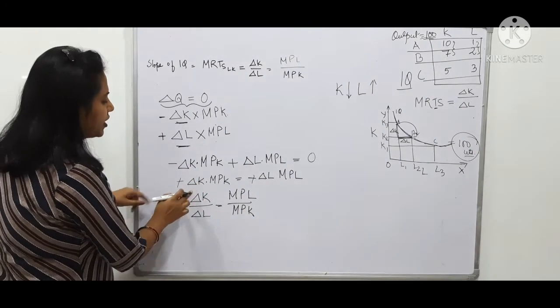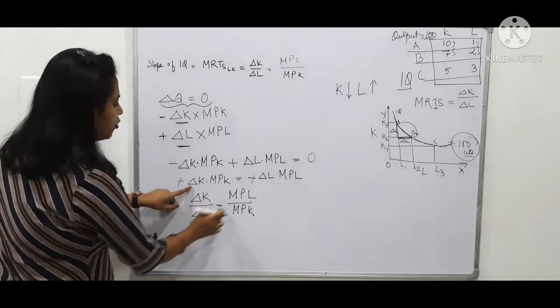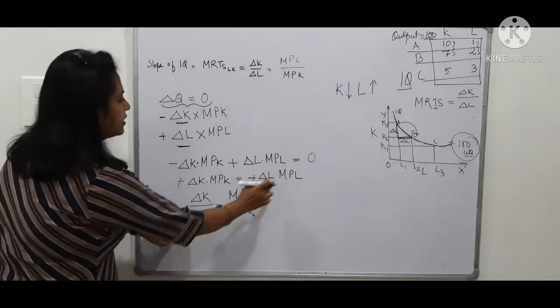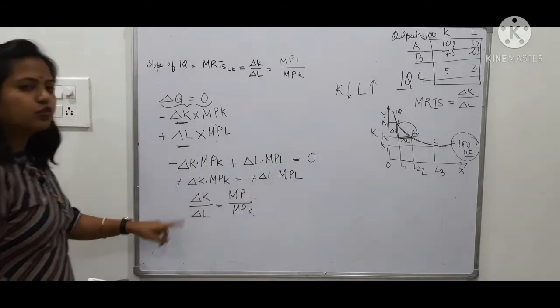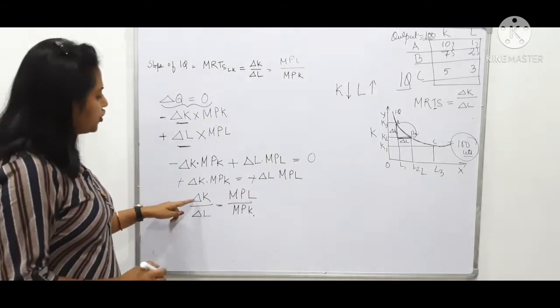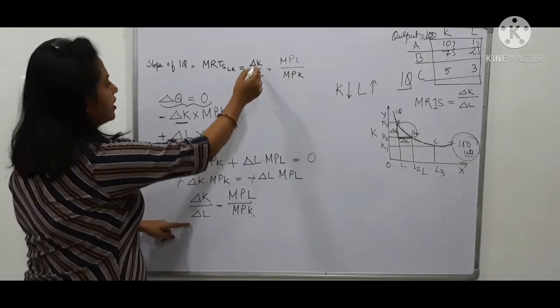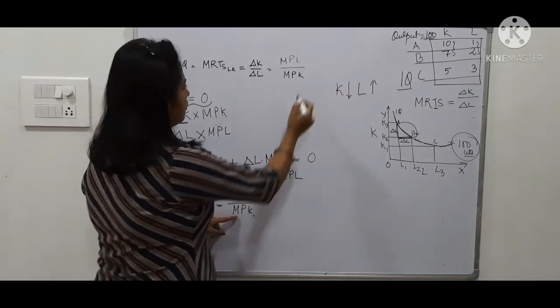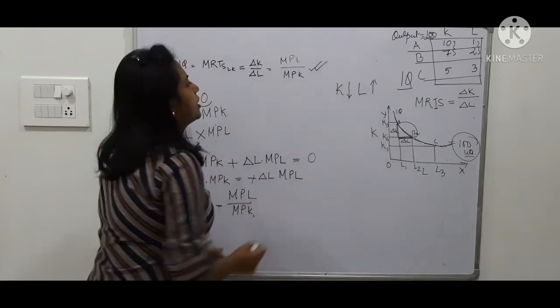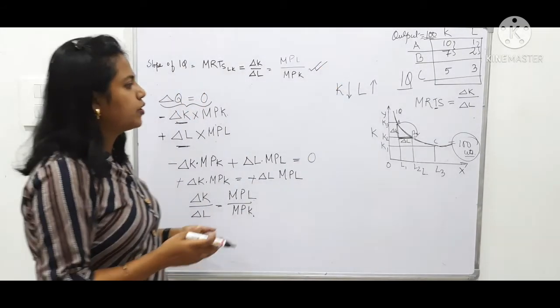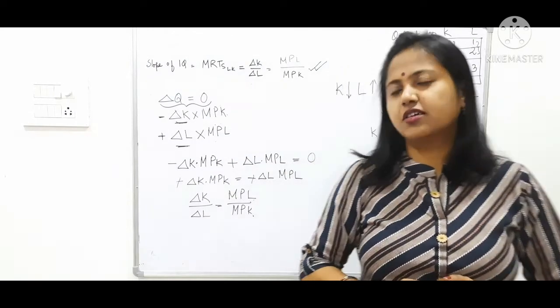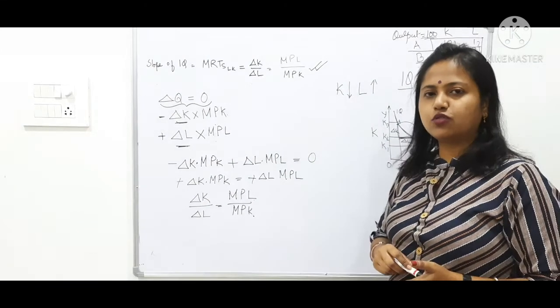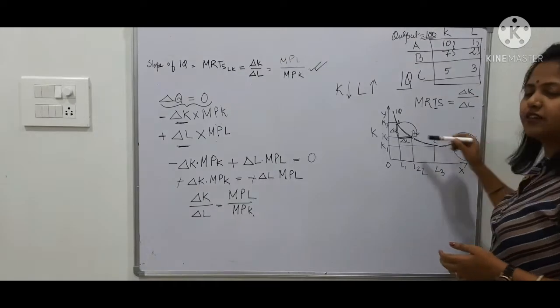Clear? So what I have done here is delta K, I have brought this down, and this is there, I have brought this down. Just cross multiply. So now what you see is that this is change in capital divided by change in labor, equal to marginal productivity of labor by marginal productivity of capital. So this is your slope of isoquant. Knowing the slope of isoquant is important. How do you determine the slope of isoquant? Remember, the slopes are different at different points.